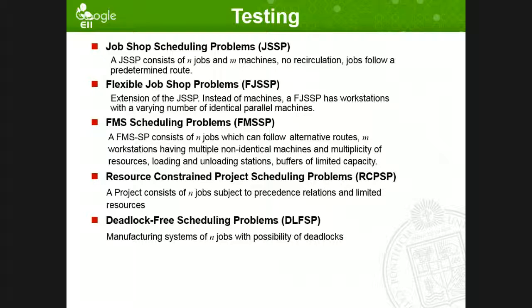The other ones are the common OR library type of problems. We tested also on the RCPSP, the resource constraint project scheduling problems. You know, there are n jobs with precedence constraints and resource constraints. And the latest of my research is focusing on deadlock-free scheduling, in which we have a manufacturing system which doesn't have buffers. So basically, the next machine has to be empty before I proceed. And this can be very, very difficult problems.